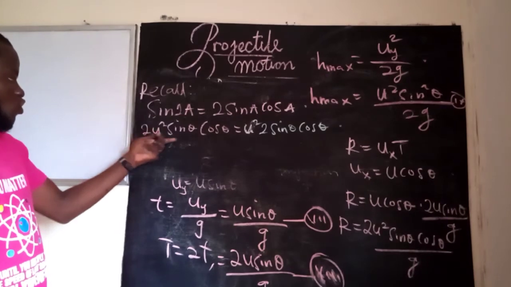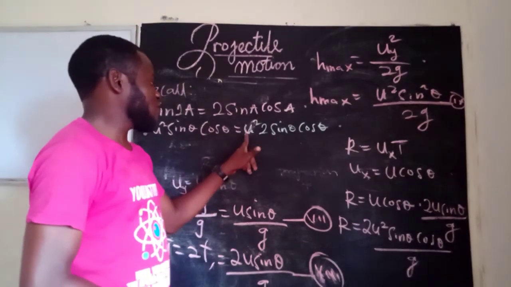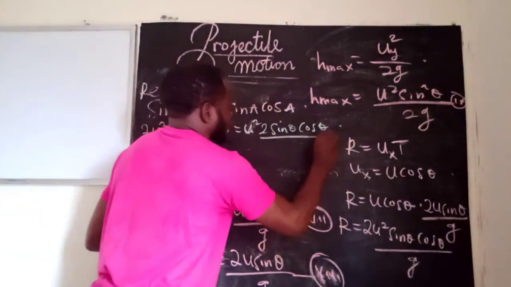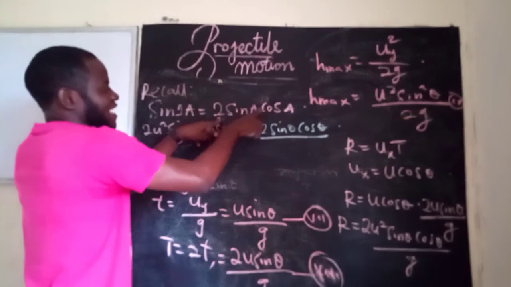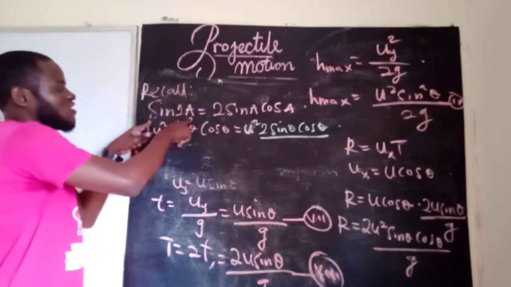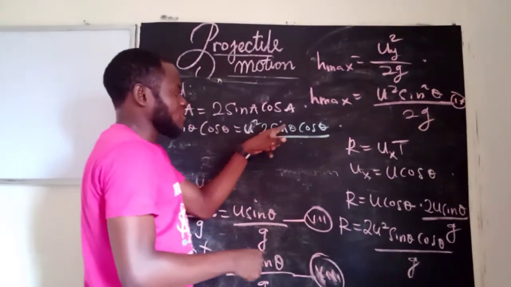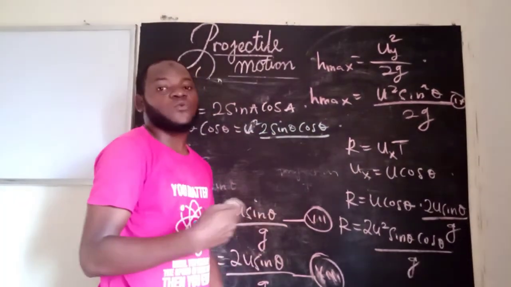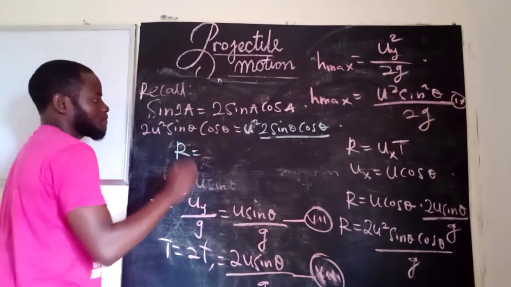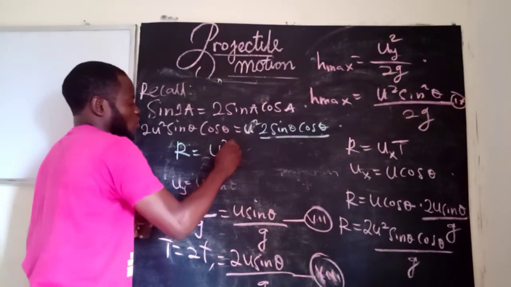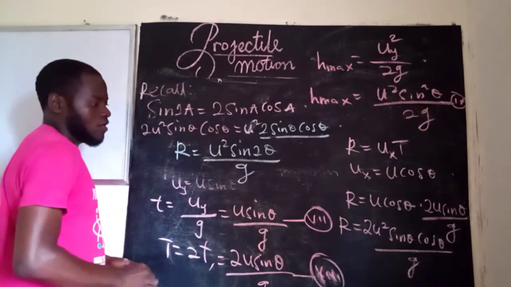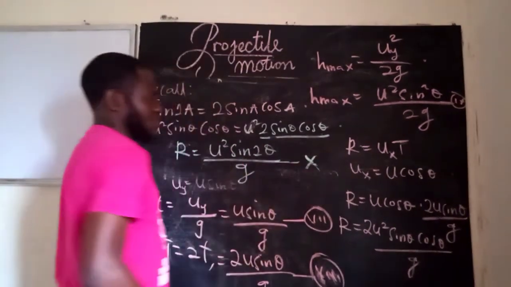If you look at this, it's very similar to 2 sine A cos A. If 2 sine A cos A is equal to sine 2A, hence 2 sine theta cos theta is the same thing as sine 2 theta. Hence, the range of the projectile will now become u squared sine 2 theta all over g. And this will be our 10th equation.